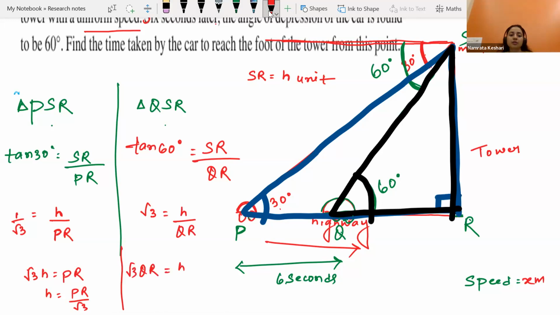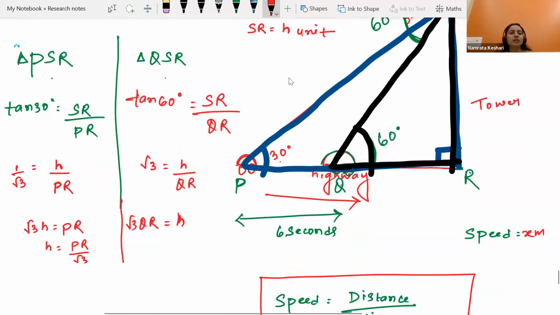So root 3. Is there any confusion so far to anyone? Any confusion? Yes? Yes, Maha. Zainab, Aisha, no. Harshit, no. Fazan, ma'am.